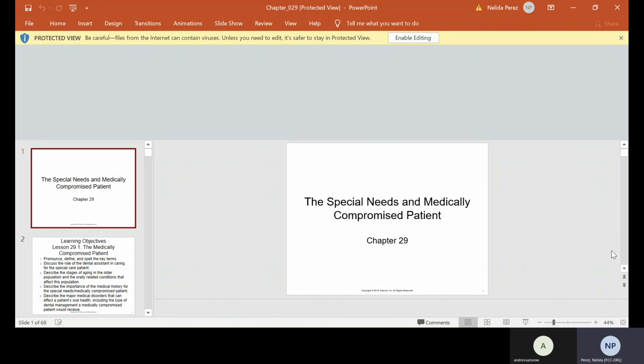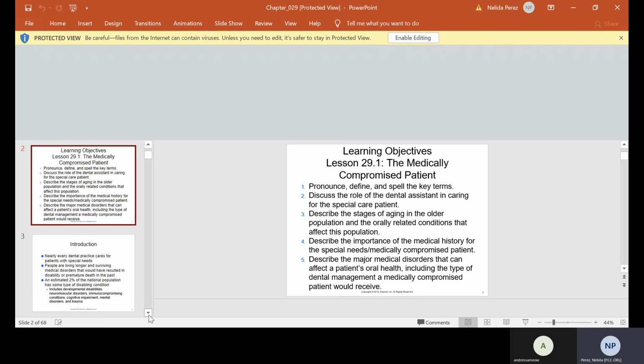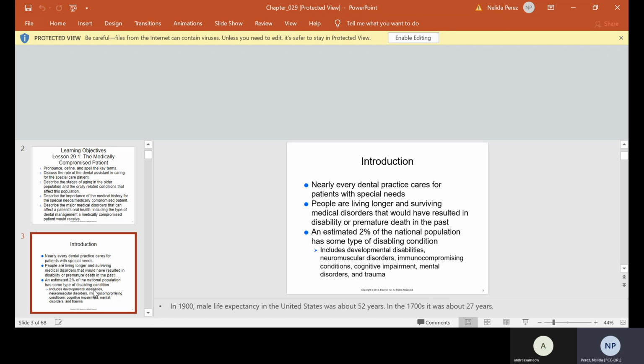Chapter 29 is special needs and medically compromised patient. And as always, we'll pronounce, define, and spell the key terms and go over why it's important for the dental assistant's role in caring for the special care patient. We'll talk about stages and the importance of medical history and major medical disorders.